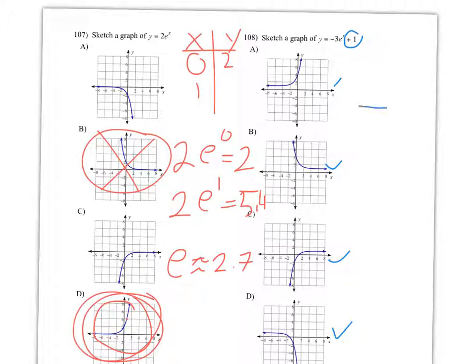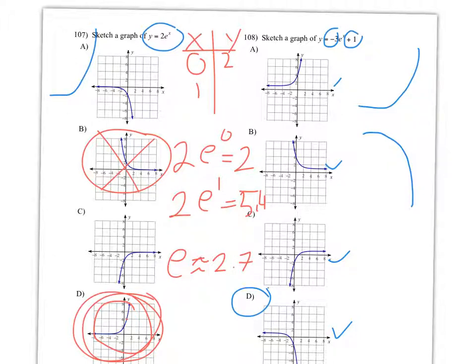e to the x looks like this. Negative times e to the x should look like this. So we're looking for a graph that goes in the negative direction. And the only one of those that does that happens to be D. Kind of similarly, if you know that e to the x, because it's a positive exponential, should look like this, you can get the answer to 107 even faster, because that's the only one that has that shape.